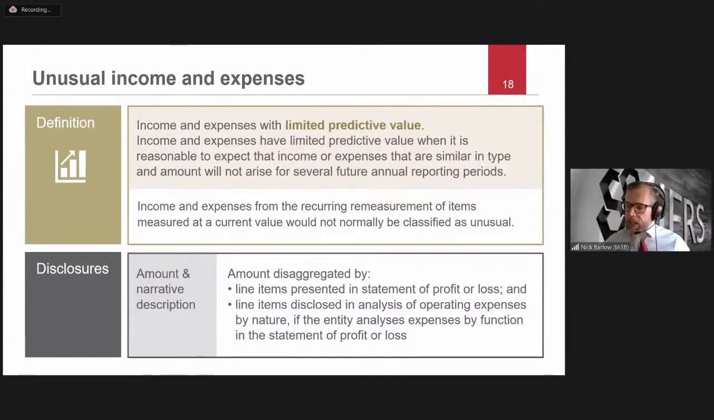And I think that's the last slide in the section. So having talked about those overall principles of disaggregation, the analysis of expenses by nature or by function, and now the unusual expenses, I'd like to turn it back to the panel to hear your views.